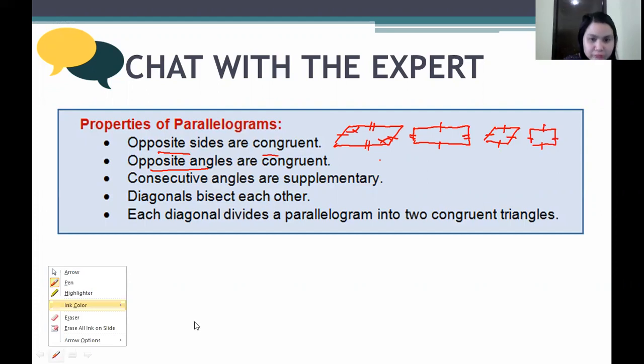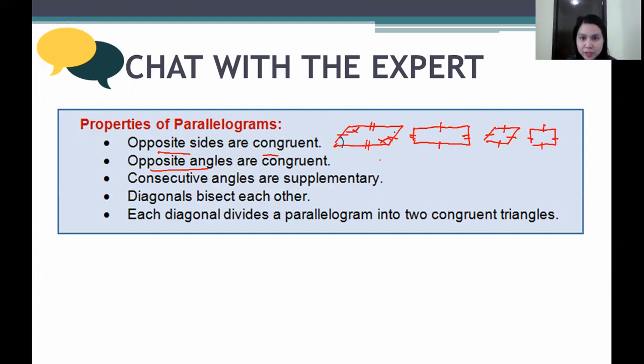I'll change my pen color first. While this one and this one are also congruent. 2 mark. It means that pair is congruent. The same here. This and this are congruent. The other two are also congruent. Here, opposite angles are congruent. The same with this one.